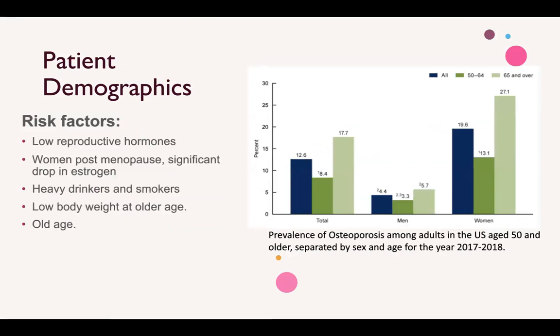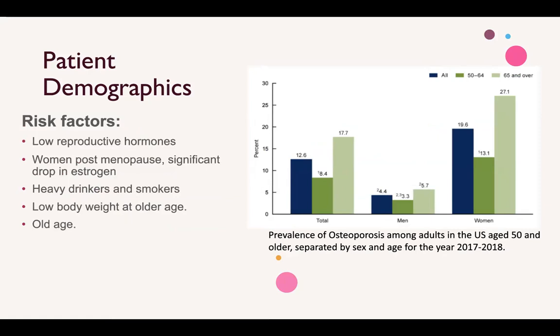Major risk factors in developing these diseases are low reproductive hormones. Low testosterone in men and low estrogen in women can lead to higher risk to develop osteopenia. A very big risk factor for women is actually postmenopause. This is because of the significant drop in estrogen. Because of the significant drop, their risk is even higher than men.